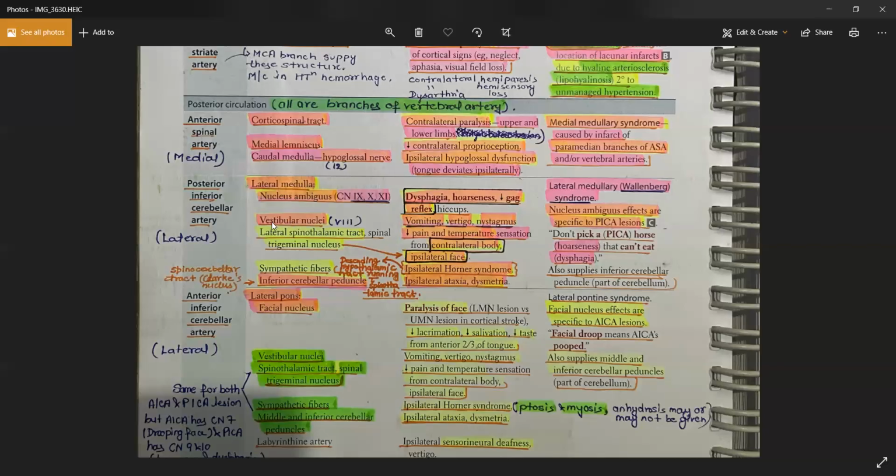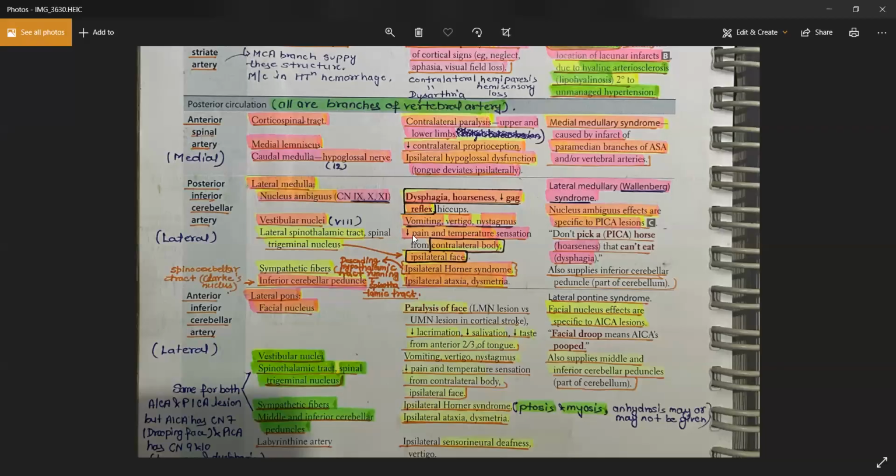Now, because of the vestibular nucleus damage that contains nerve 8, and because it is a sensory nerve, it is present most laterally, so it will also die along with that. Please note that the 5th and 8th nerves will die in both the PICA and the AICA lesions, in the pons lesion as well as in the medulla lesion. I told you already. So the vomiting, vertigo, and nystagmus are present in both the lateral pons damage as well as the lateral medulla damage.